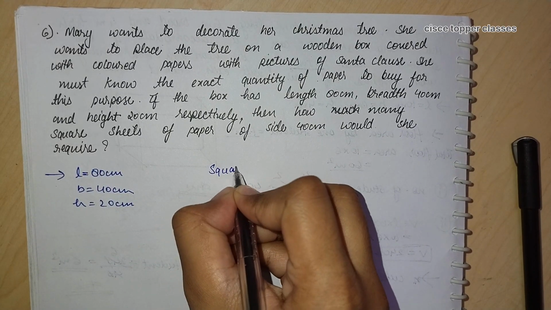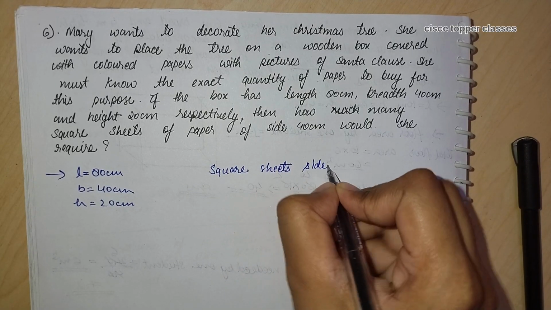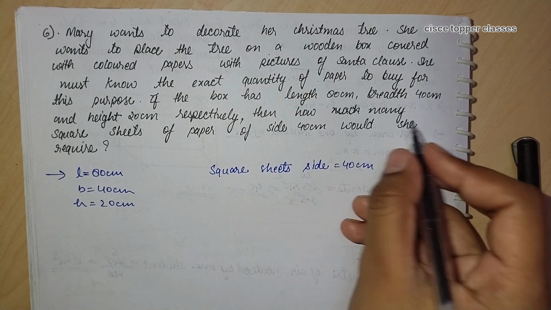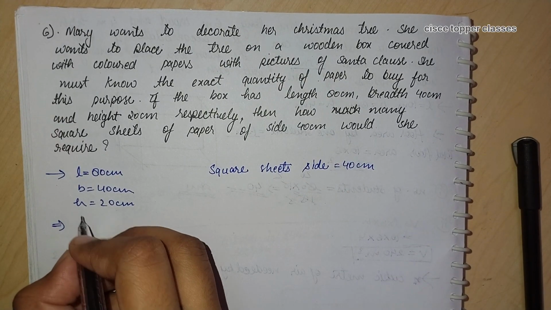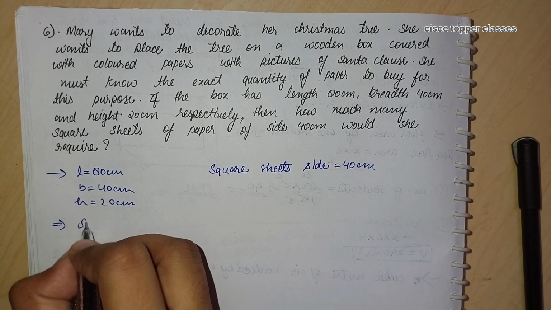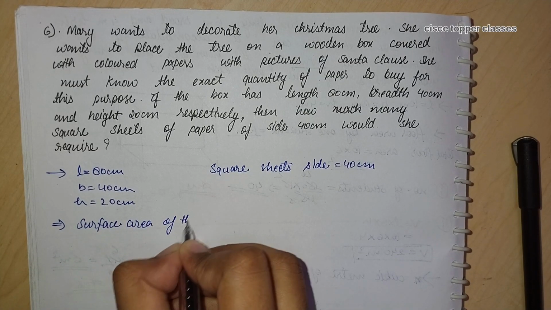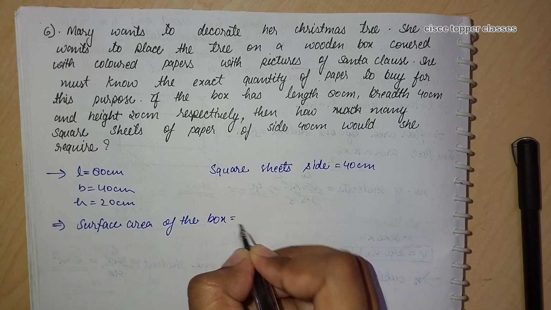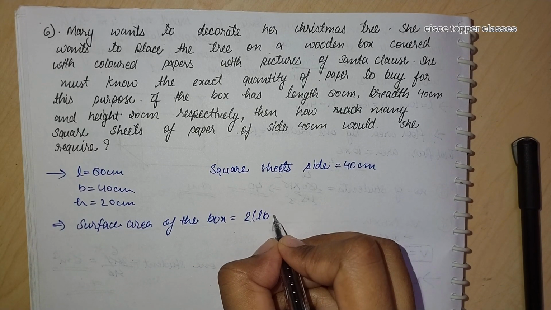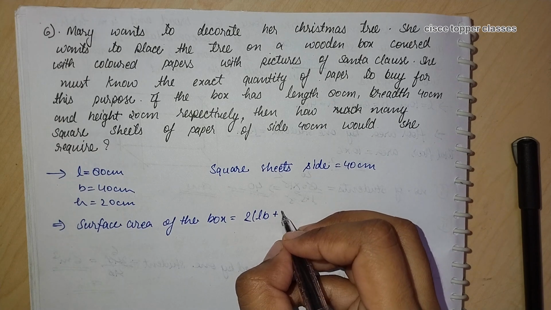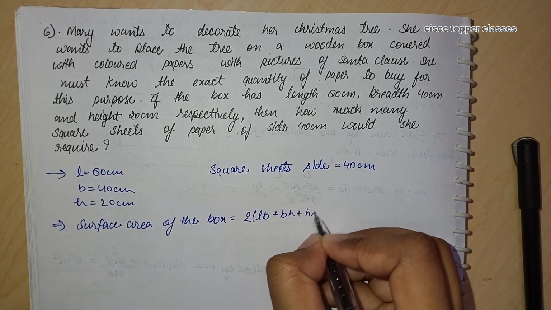Let the square sheets side be 40 centimeter, given to us. Would she require? So the number of sheets we have to find in this question, the exact number of sheets. So here we can find the surface area of the box. Firstly, the surface area of the box. So this will be 2 times length into breadth plus breadth into height plus height into length.